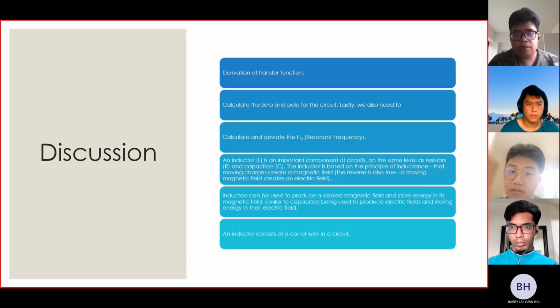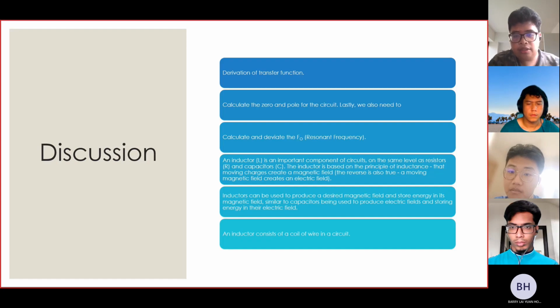So in the discussion, we proceeded with a little bit of procedure. Firstly, we calculate the division of the transfer function, and then calculate the zero and the pole for the circle. Lastly, we also need to calculate the derived frequency.